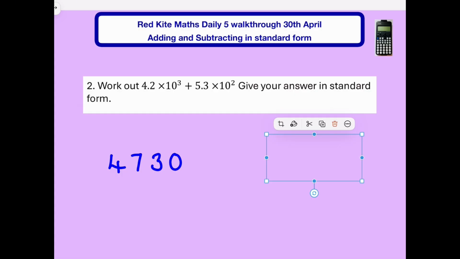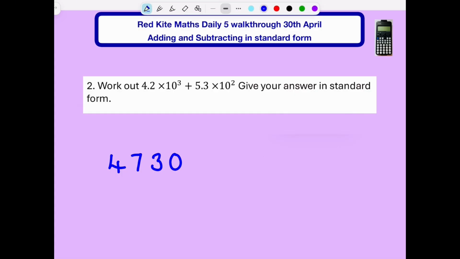4,730. Now we're going to pop this into standard form by putting in a pretend decimal point there and then moving this 1, 2, 3 times. So we end up with 4.73 × 10^3.